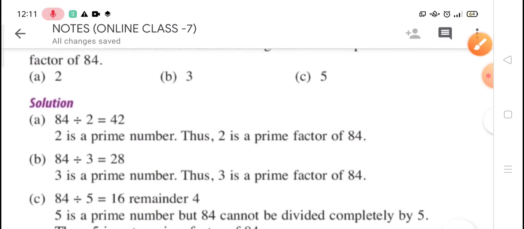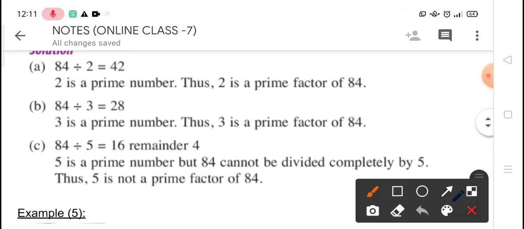Okay, next we proceed with example C. Is 5 a prime factor of 84? So now we do division to check whether it's a factor or not. When we do division, we have a remainder. Means what? Means 84 cannot divide completely by 5, even though 5 is a prime number.